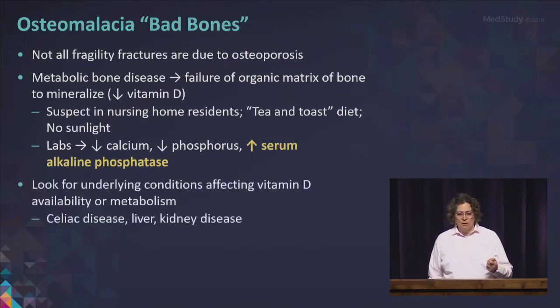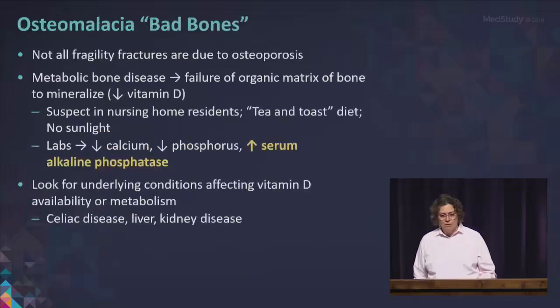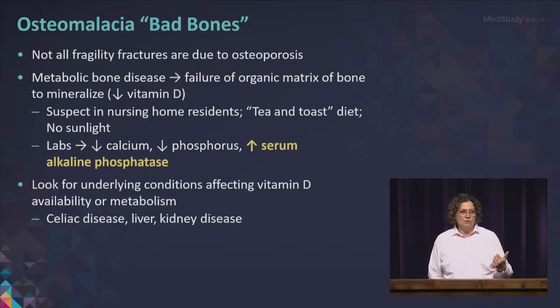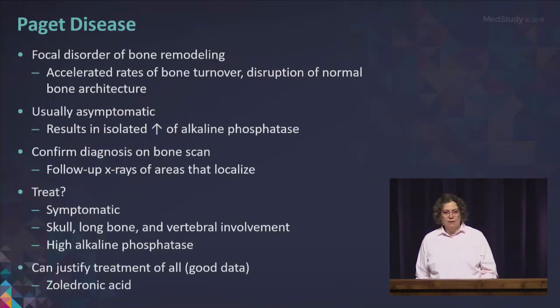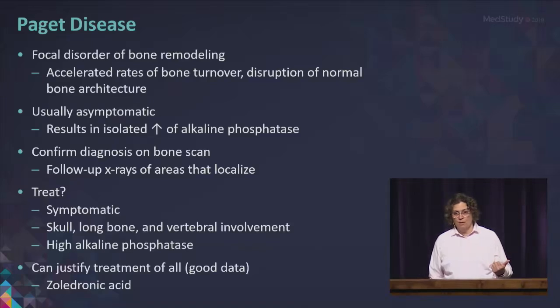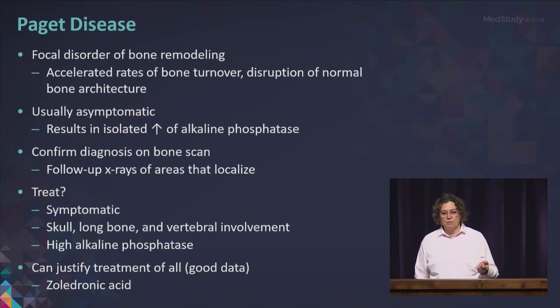The treatment of this is going to be replacing the calcium and vitamin D, because if you were to target the osteoporosis with a bisphosphonate, it is not going to get you better bones along the way. What you need to do is replace the mineralization. The last disorder we're going to talk about actually has increased alk phos also, like profound vitamin D deficiency. But in Paget's disease, the calcium is normal.